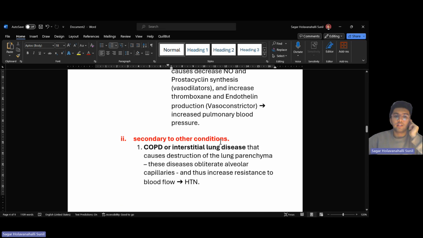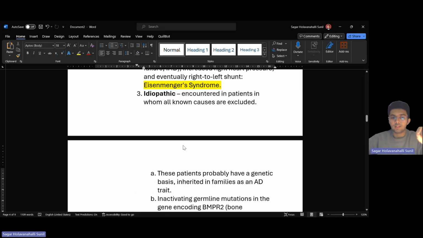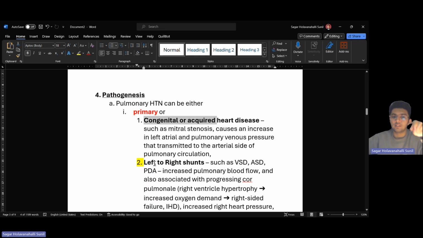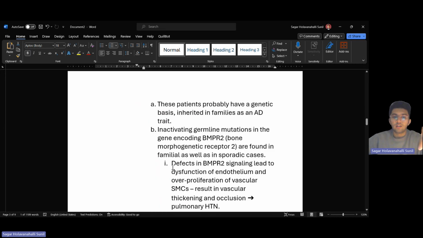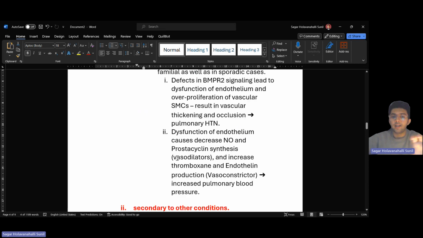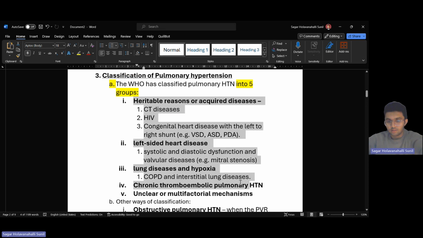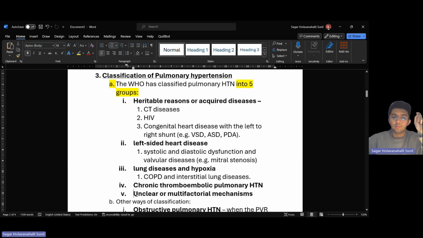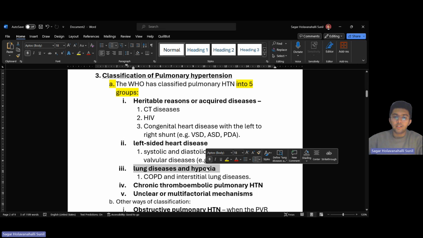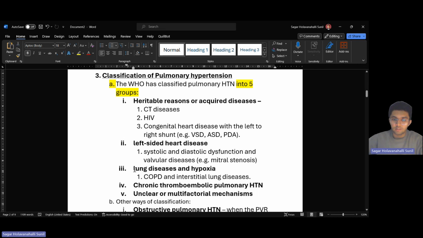Okay. Now, secondary to other conditions, COPD or interstitial lung disease. Well, I would argue that this could be primary. But anyways, just learn these individual points like congenital acquired diseases, left right shunts, idiopathic, etc. Learn all of these things, and you can put all of these points into these. So, for example, the BMPR2 gene related situation can come under this. When I'm going to talk about COPD and interstitial lung disease, you can put them under this point.